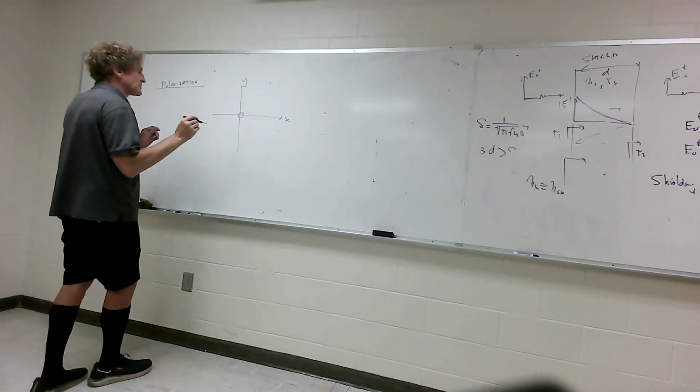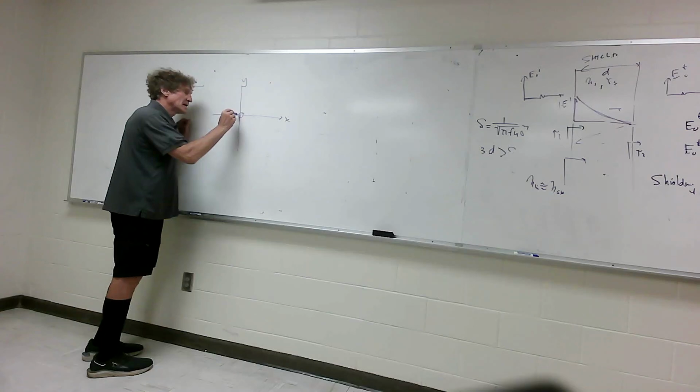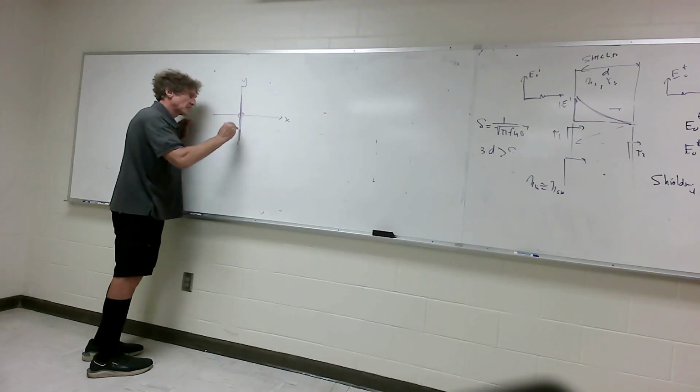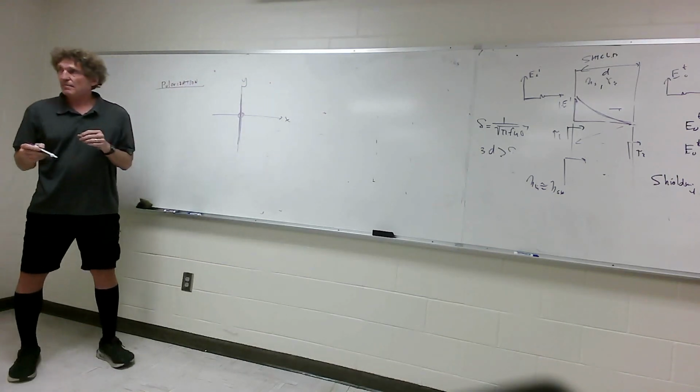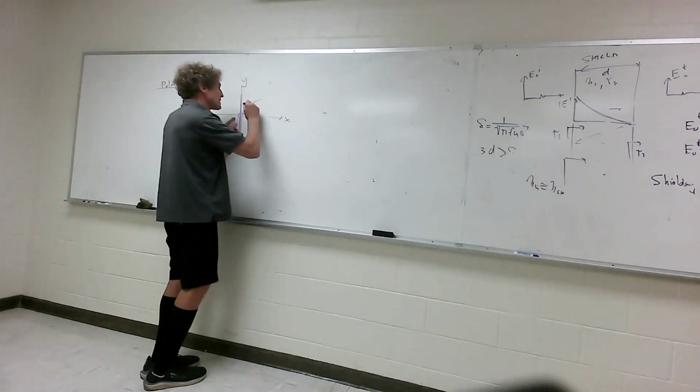So if you looked at the tip of the electric field at a given point in time, or given point in space, it would trace out this type of a path. You all see that? That is called linear polarization.